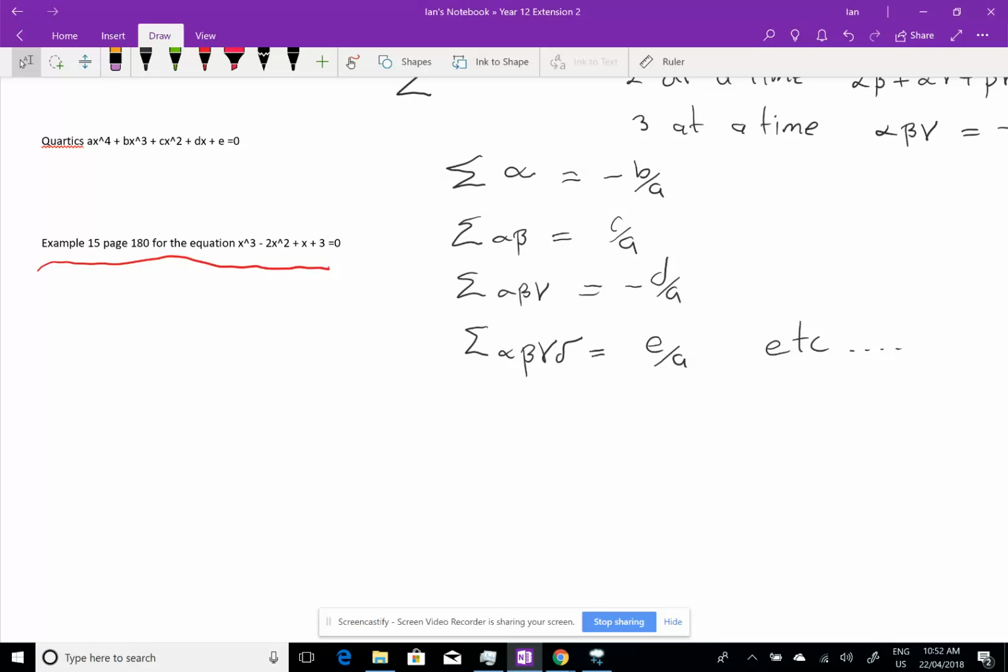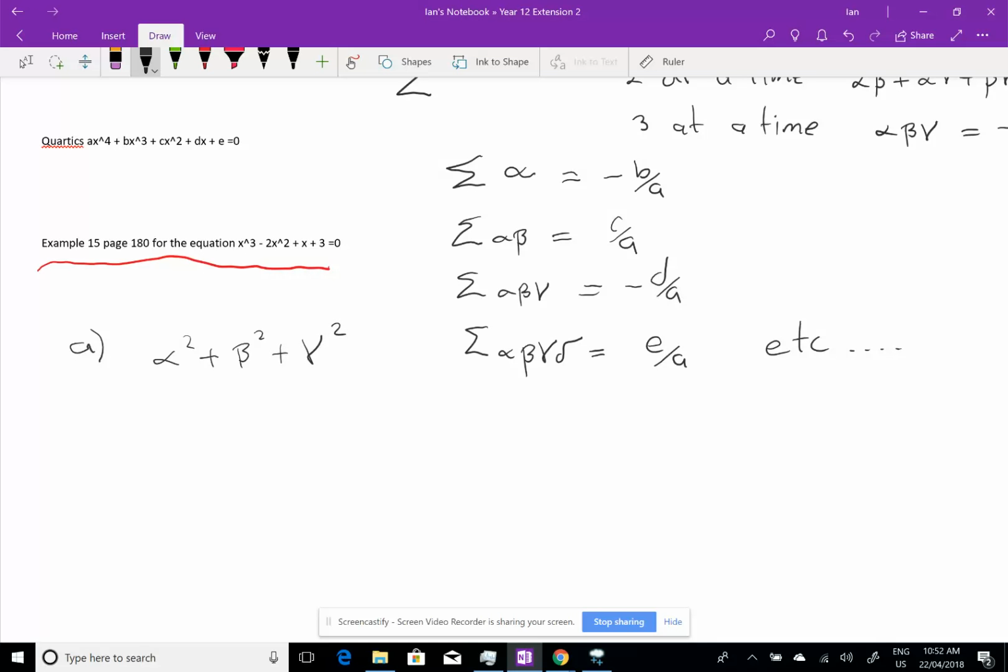So if I look at this one, we've got this cubic, x cubed minus 2x squared plus x plus 3. And we've got to find, the first one, alpha squared plus beta squared plus gamma squared.